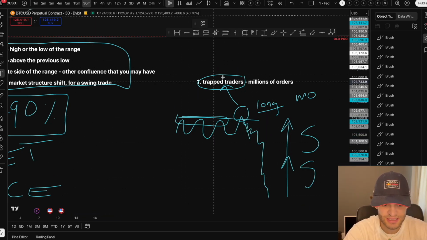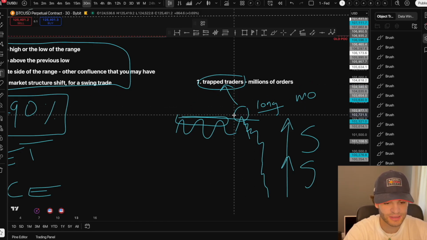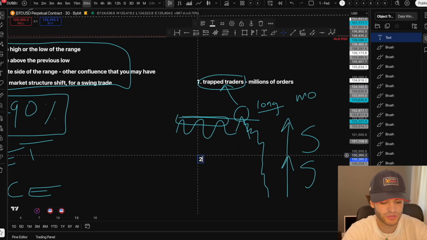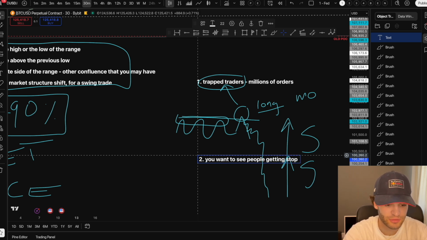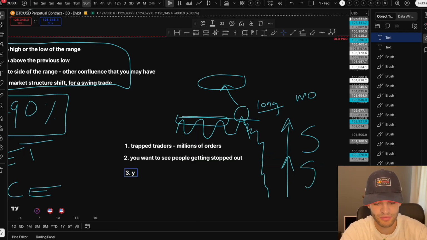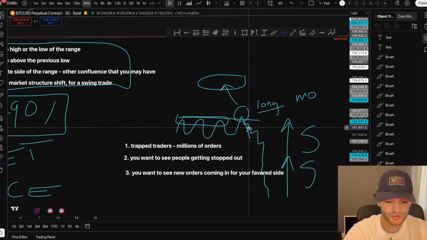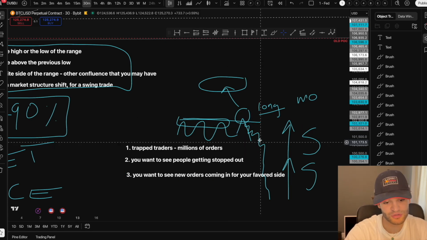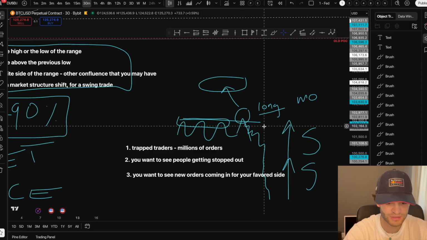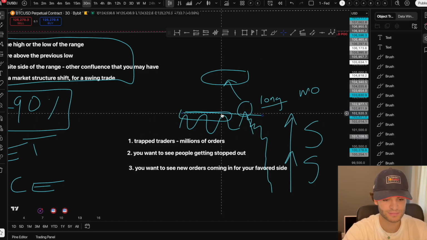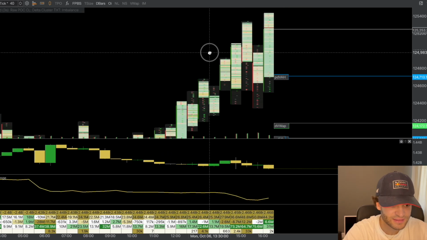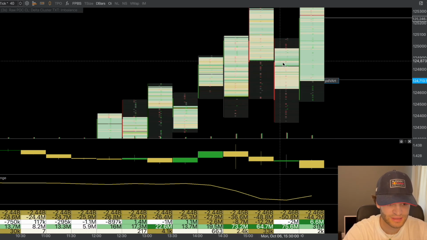So one, as I said, you want to see these trap traders as market orders going long at the top. Two, you want to see people getting stopped out. And three, you want to see new orders coming in for your favored side. So that means if you're going short, you want to see people entering new shorts here, so there's demand to go short. And yeah, that's pretty much it. It's very, very simple, but actually seeing it on the order flow is a little bit more complicated.